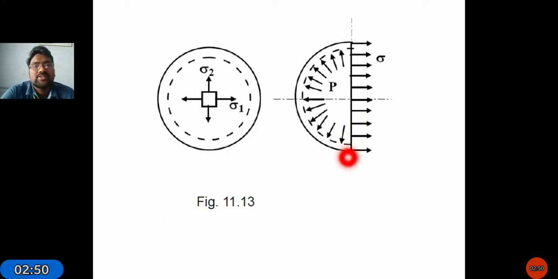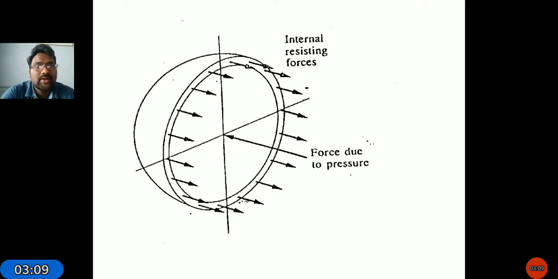Due to this, what happens? It will offer some resistance to that internally applied force, which is the stress sigma. We are applying internal fluid pressure along the internal circumference. Due to this internal force, it will offer some resistance along its thickness. We have marked this with arrows. It is the internal resisting force due to the applied pressure. That means the force is developed due to the internal fluid.